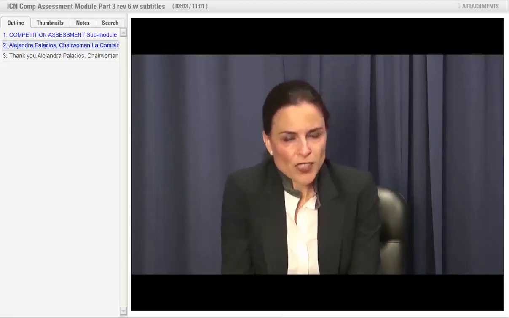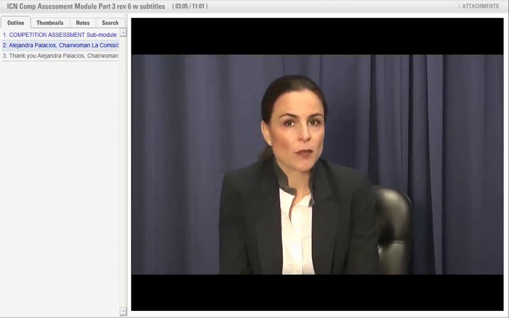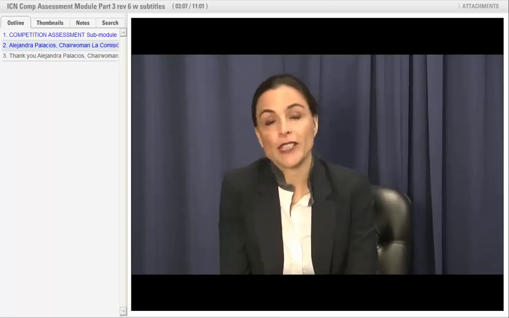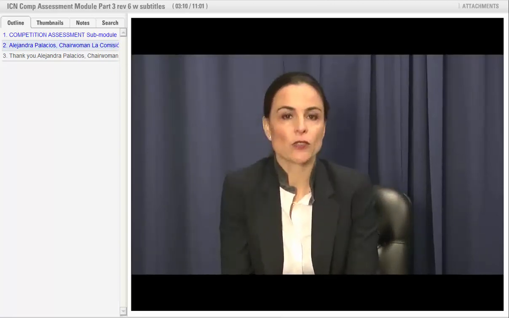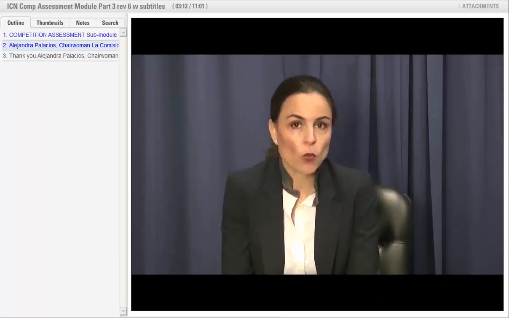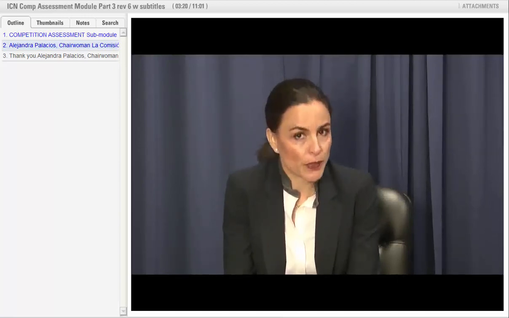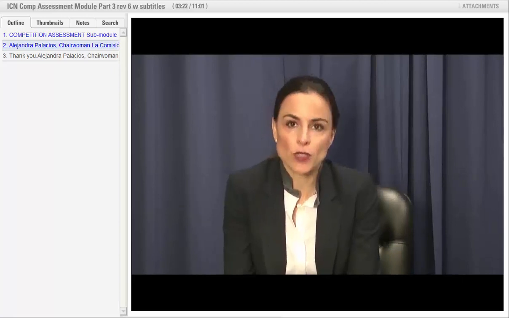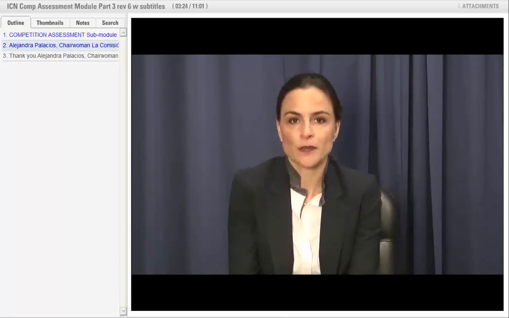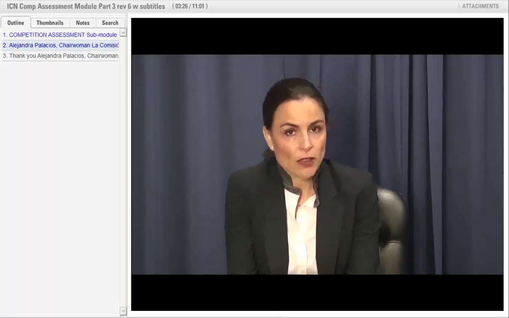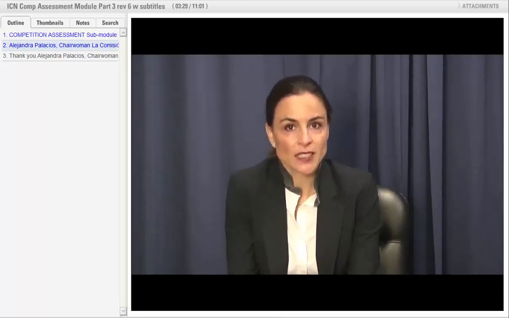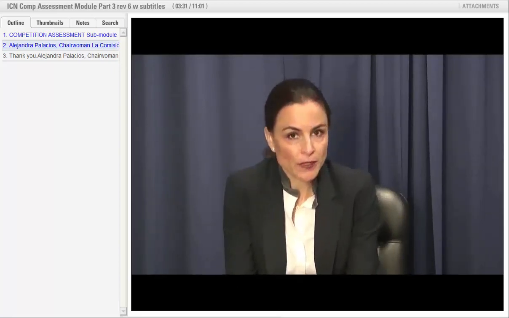Does the policy under analysis limit the number or range of suppliers, for instance, by raising barriers to entry or expansion with, for example, exclusive rights or licenses? Does the policy limit the ability of suppliers to compete, for instance, through restrictions on price setting? Another question, does the policy limit the incentives of suppliers to compete?